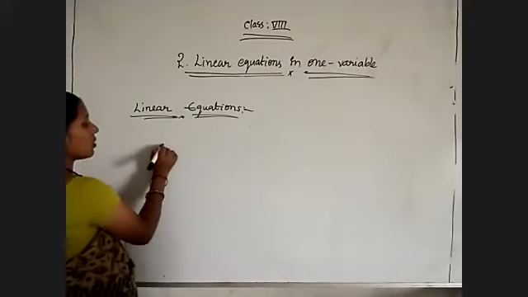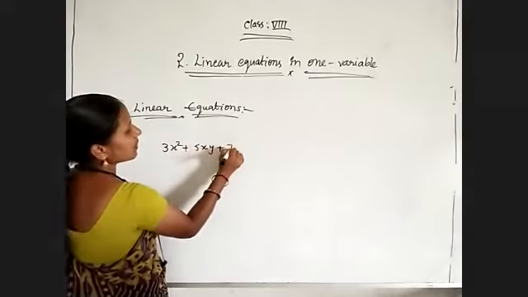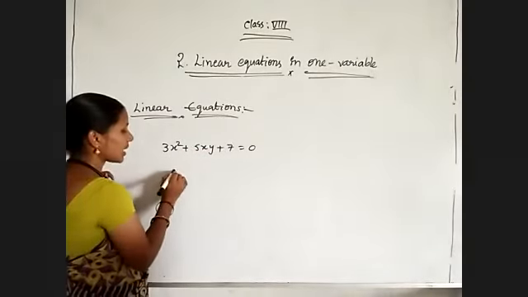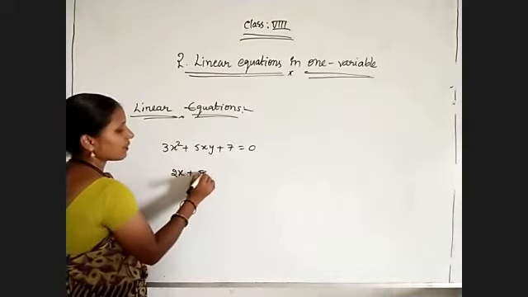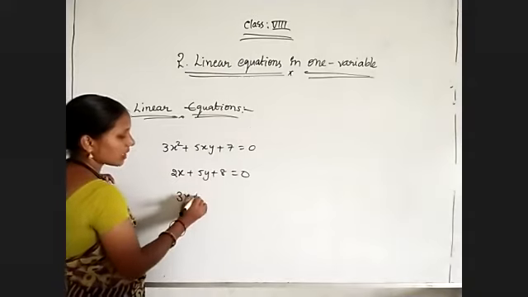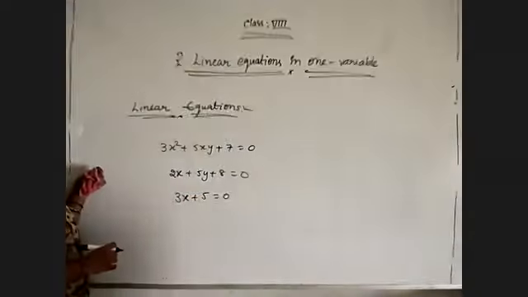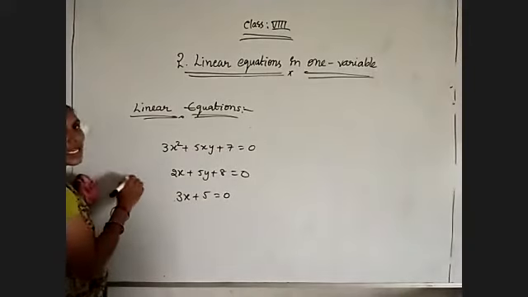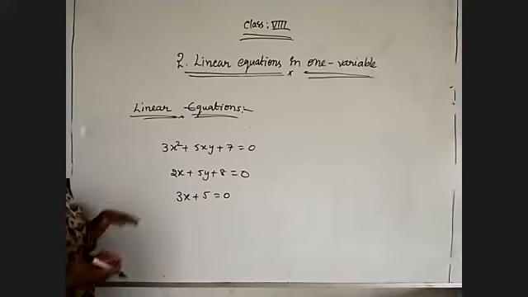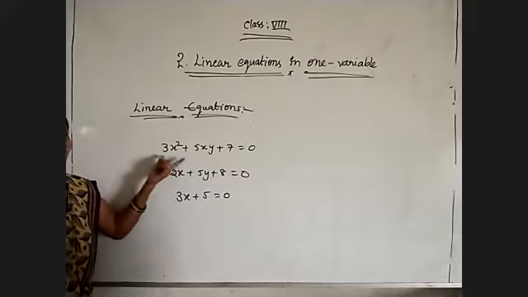See, just now, 3x square plus 5xy plus 7 equal to 0 is one equation, and the other equation I am taking is 2x plus 5y plus 8 equal to 0, and another equation 3x plus 5 is equal to 0. Like this I have three equations. Now observe the degree of each equation. So degree is nothing but what? The maximum exponent of each of the terms we need to decide first.